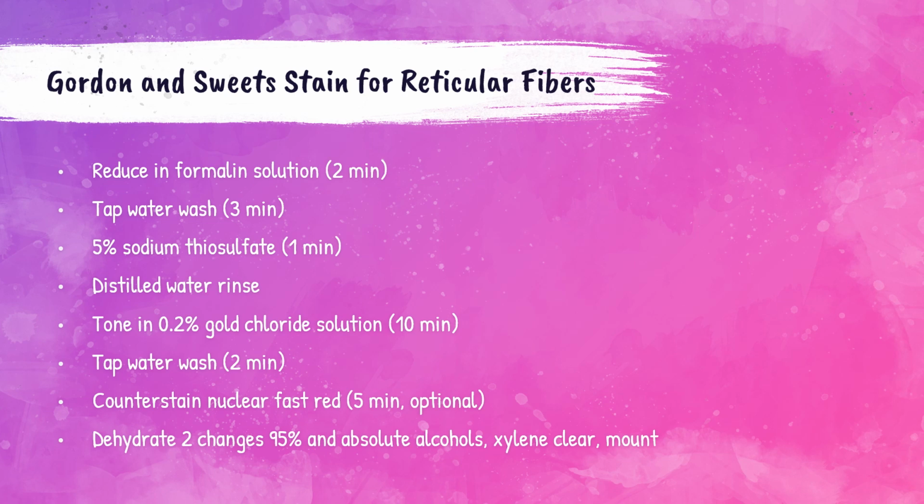At this point, if a counterstain is indicated, counterstain with nuclear fast red solution for 5 minutes. And again, this counterstaining is an optional step. The tissue then needs to be dehydrated in 2 changes of 95% and absolute alcohol, cleared with xylene, and then mounted with synthetic resin.